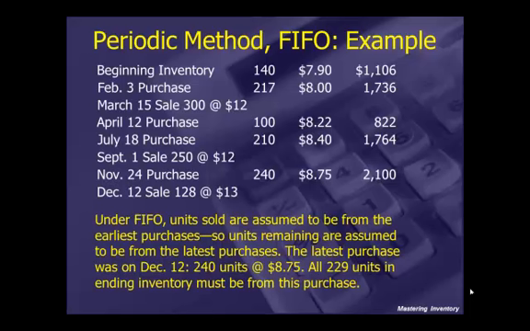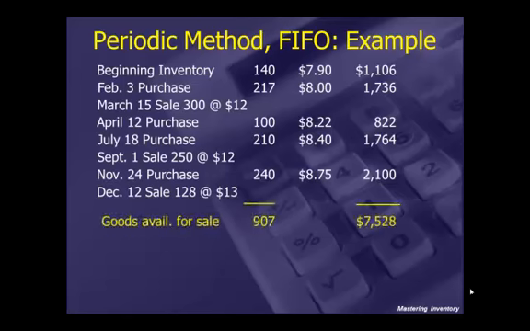Now, under FIFO, units sold are assumed to be from the earliest purchases. So the units remaining are assumed to be from the latest purchases. The latest purchase was on December 12th, 240 units at $875. Therefore, under FIFO, all 229 units in the ending inventory must be from this purchase. So we will be able to take 229 times $875 to come up with a valuation for our ending inventory.